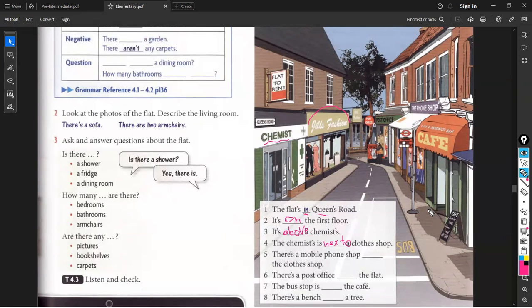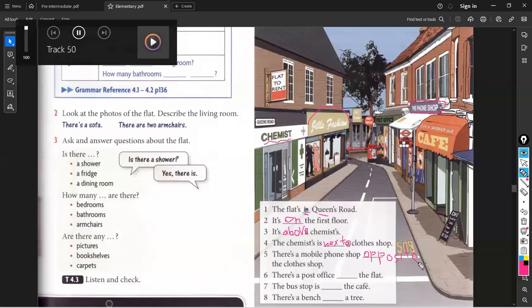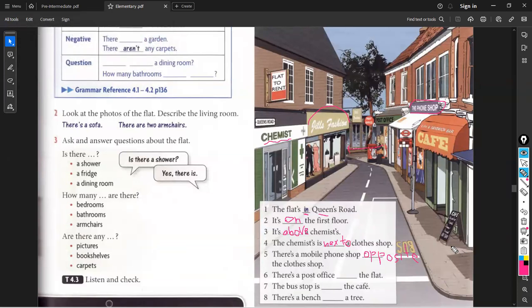Now 5. There is a mobile phone shop, the clothes shop. This is the mobile phone or mobile phone. This is it. Opposite. Thank you. Opposite of the clothes shop. This is the phone shop. It is opposite. وأكيد opposite يعني مقابل. So opposite. Let's listen to check if our answer is correct or no. Five. There's a mobile phone shop opposite the clothes shop.